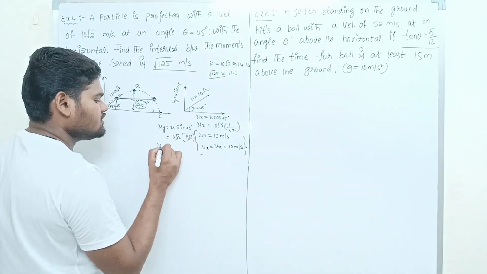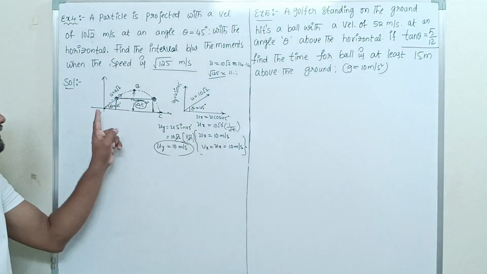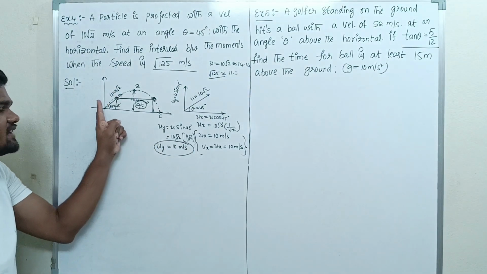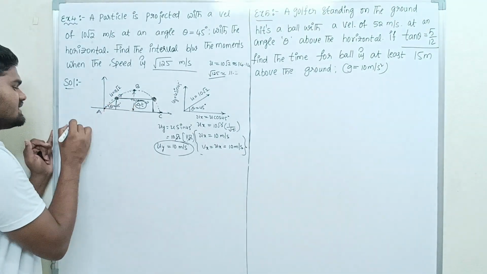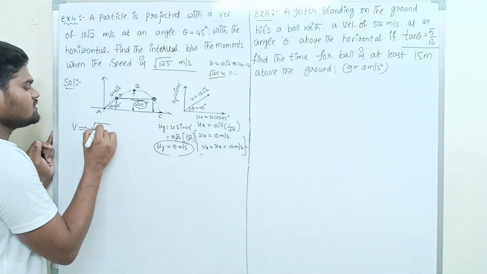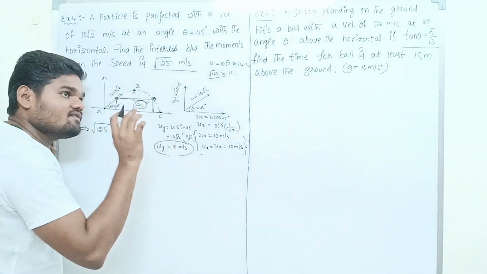Root 2 gets cancelled out, and uy is equal to how much more? 10 meter per second. But when the object is making projectile motion, at this point, its velocity is how much? They are given root over 125. At this point also, the velocity of the object becomes root over 125.